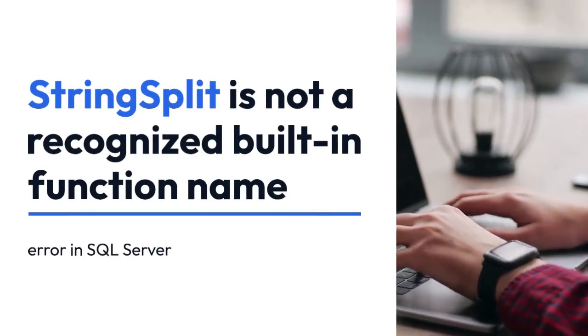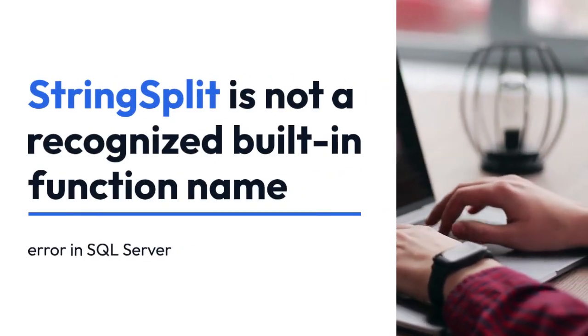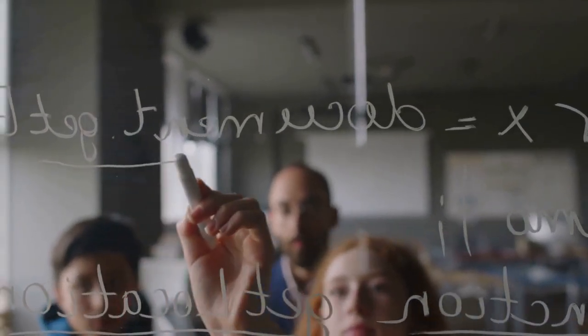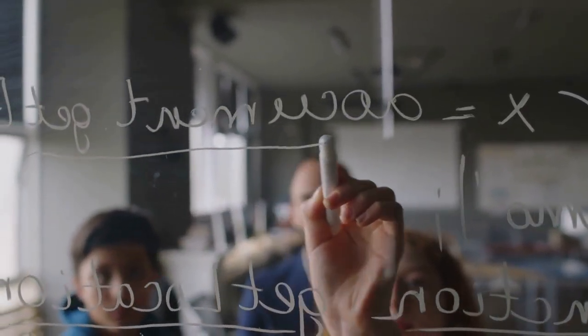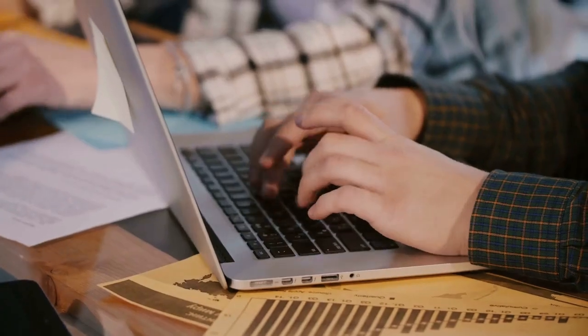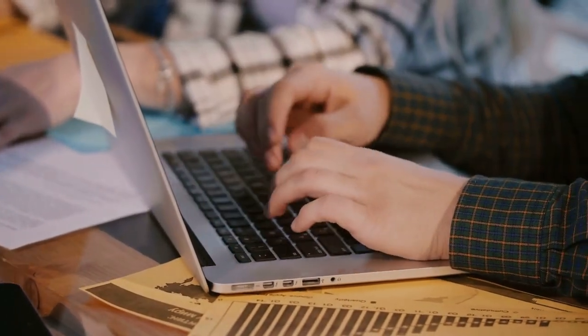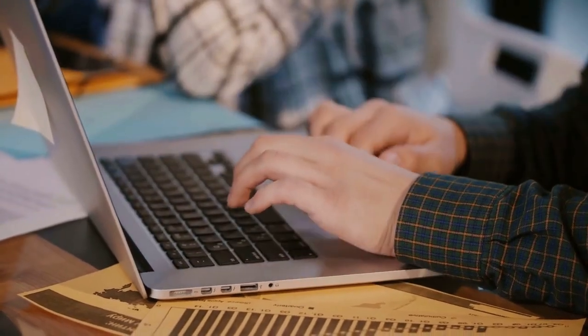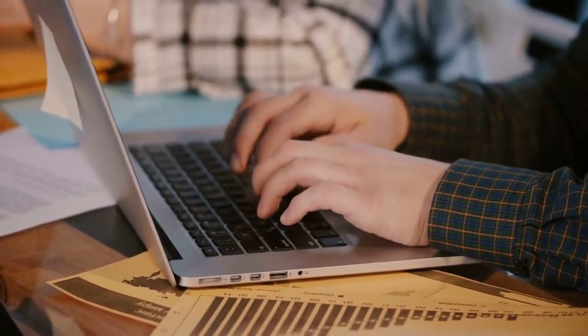Let's explain the "STRING_SPLIT is not a recognized built-in function name" error in SQL Server. This error arises because the STRING_SPLIT function isn't available in older versions of SQL Server. Specifically, it was introduced in SQL Server 2016. If you're using an earlier version, like SQL Server 2012 or 2014, you'll encounter this error when trying to use this convenient function for splitting strings.